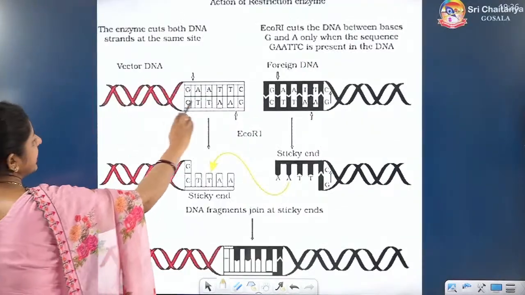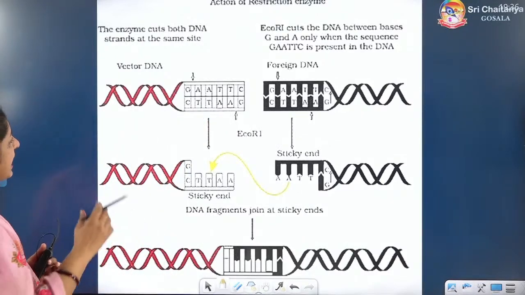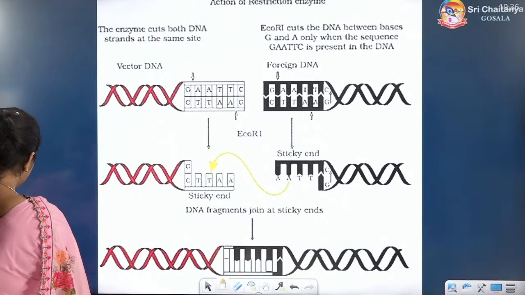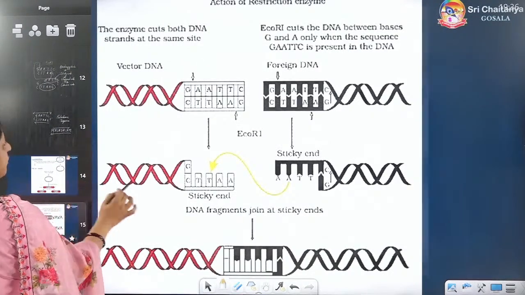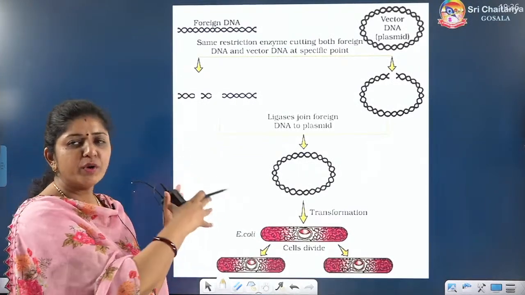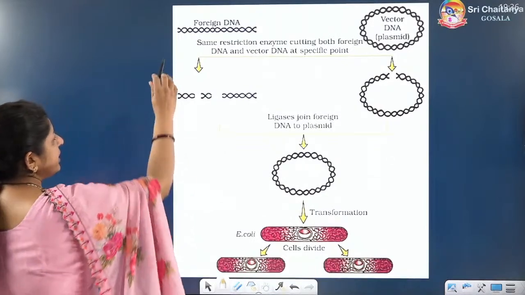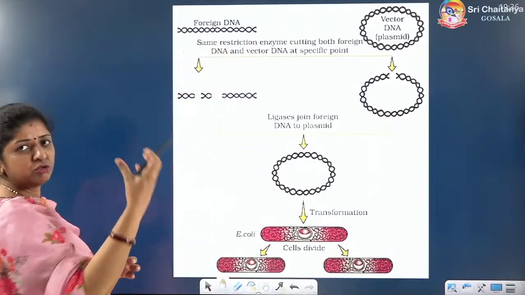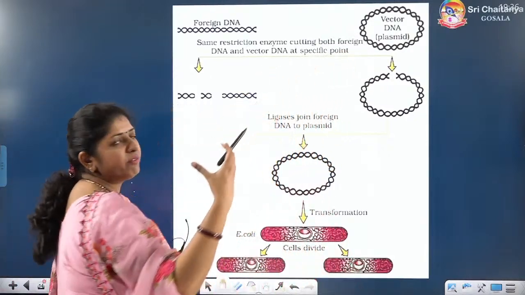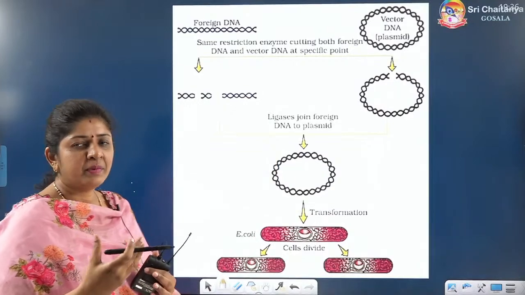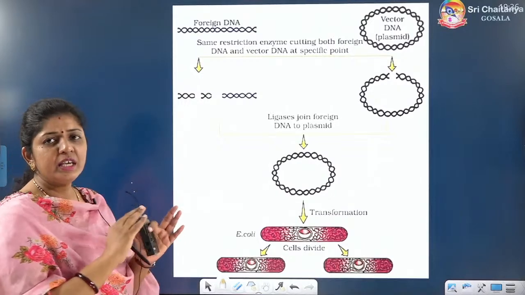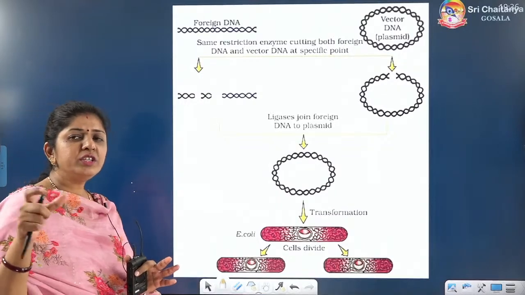So this is what? Vector DNA, right? And after cutting you will get, let me show you this point better first from this diagram. I hope you will get a better view when you see this. This is the foreign DNA which you are taking from the source cell, and this is which DNA? Vector DNA which you have taken from the bacteria. You are using the same scissors to cut it. Here what have they used? EcoR1. And what is the recognition sequence for that?